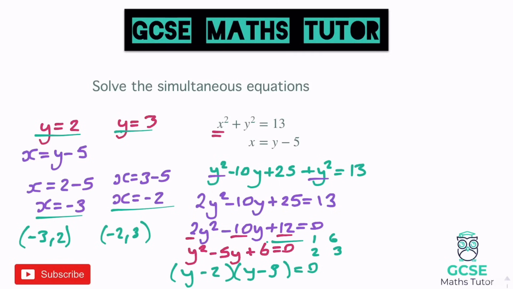Obviously we can pair up the values there. We could just say when x is negative 3, y is 2, and when x is negative 2, y equals 3. So it just depends on how the question's asking you to write your answer there, but we could also write it as coordinates, thinking about what that looks graphically. Right, let's have a look at one more before we have a go.